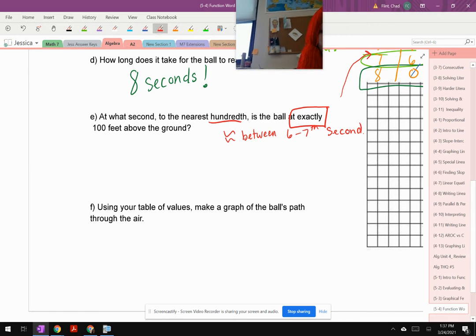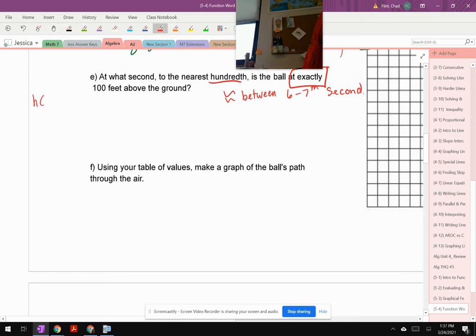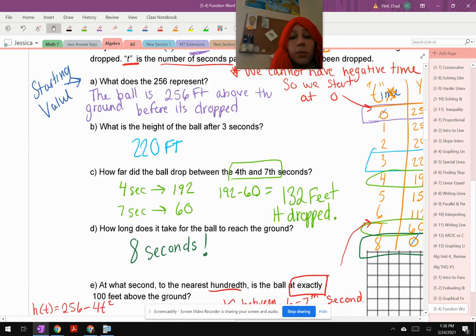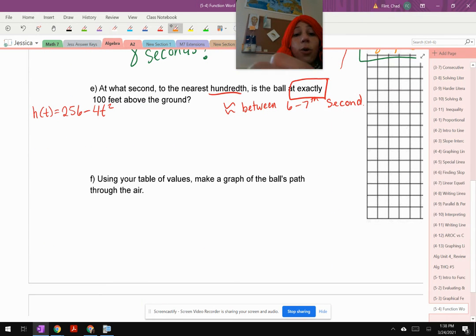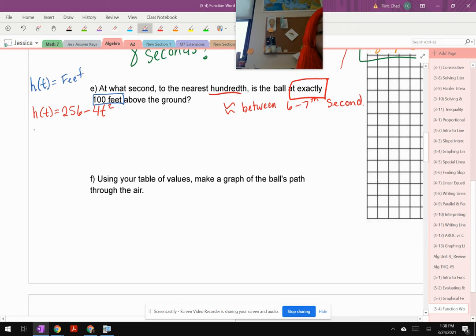All right, so looking back at my equation, what was h of t? So h of t was equal to 256 minus 4t squared. And just double checking because I don't want to write that down. So 100 feet is what they're giving me. Is that going to be filled in for the h of t, or is that being filled in for the t? h of t is the feet. So 100 is going in for that entire h of t.